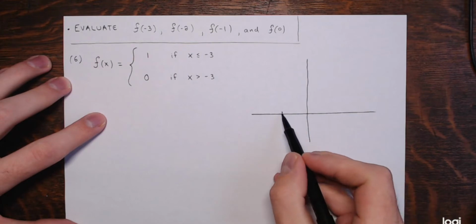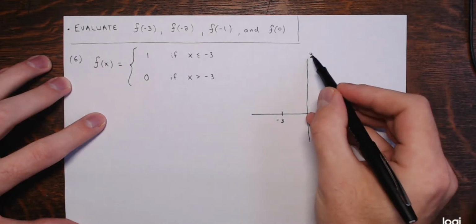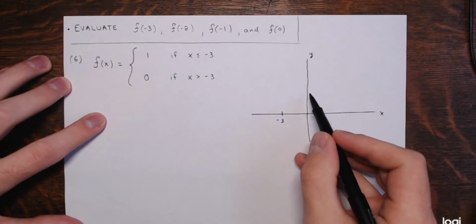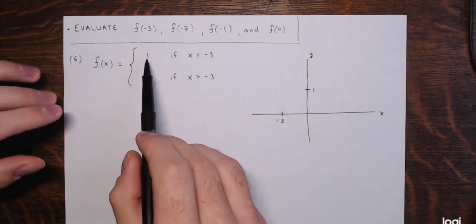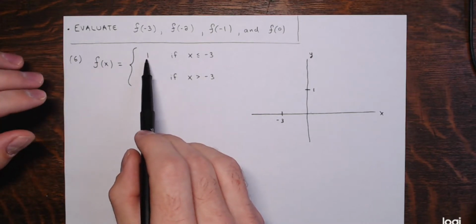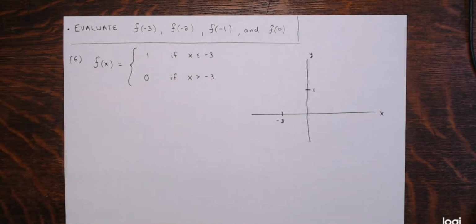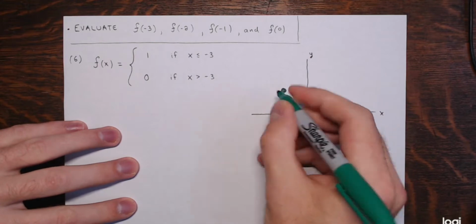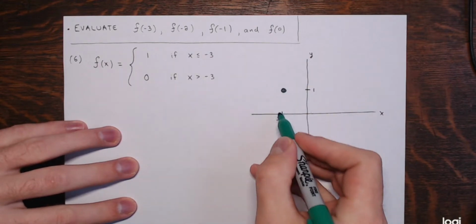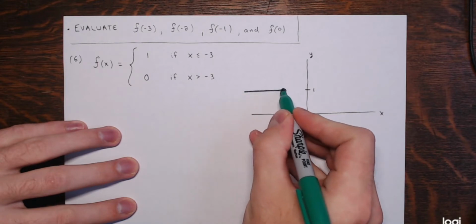So here's negative 3 on the x-axis. And then your outputs are 0 and 1. So the output's 1 whenever x is less than or equal to negative 3. So you're going to have negative 3, 1 as a solid point. Negative 3 actually is in the domain there. And then for all the x values less than negative 3, the value is 1. So you get part of a horizontal line.